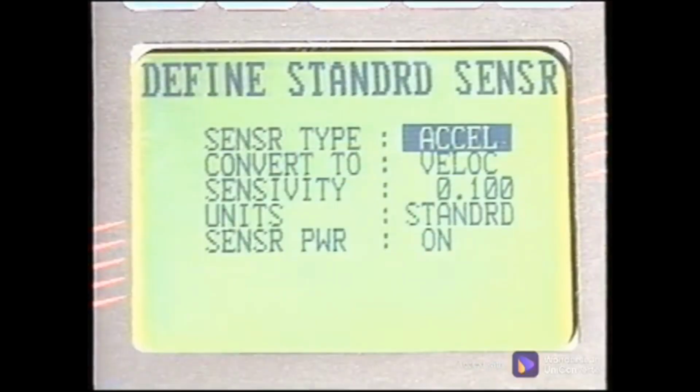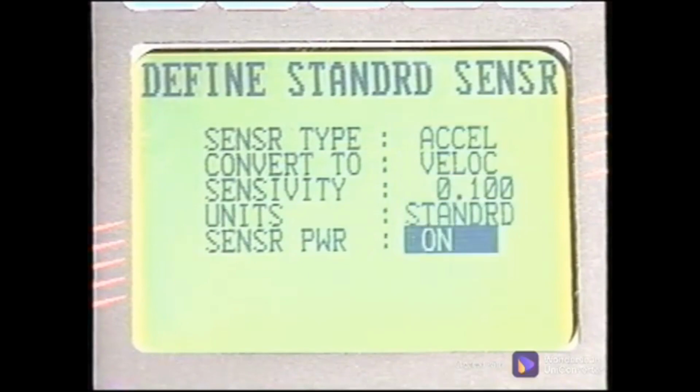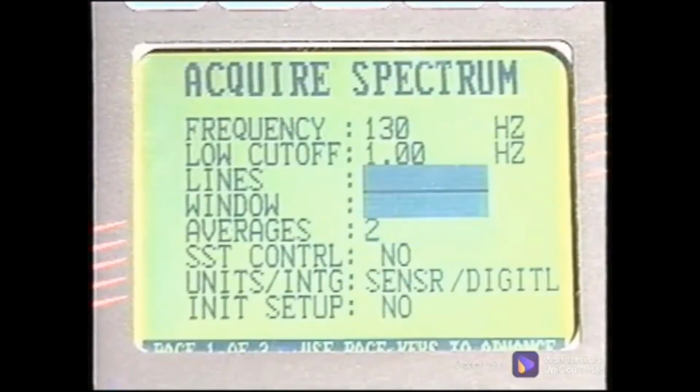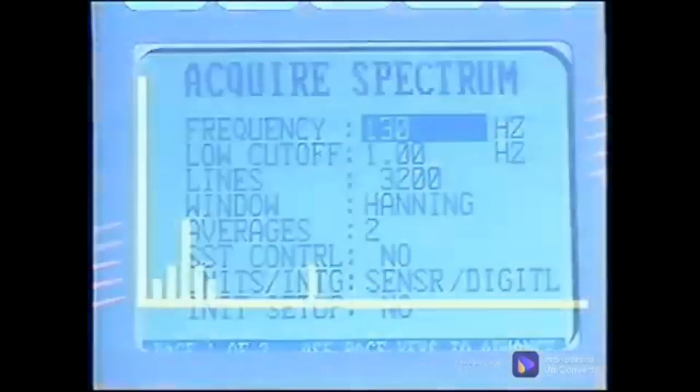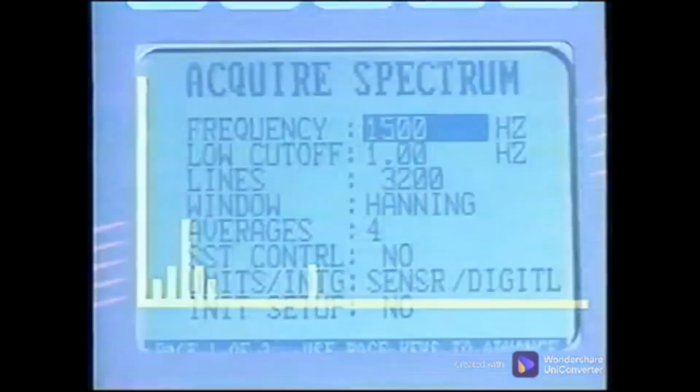Secondly, special setups are needed. The sensor should be an accelerometer with the sensor power on. Collect 2 averages with 1600 or 3200 lines of resolution and a maximum frequency of 130 hertz. This captures the sidebanding around 1 times turning speed and the area around 2 times line frequency.